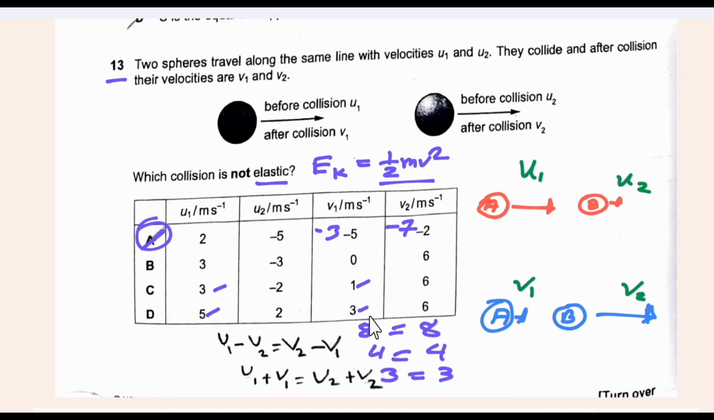And if we discuss how we derive this formula, initially A and B are moving, and since A is moving faster than B, A is able to catch up with B.